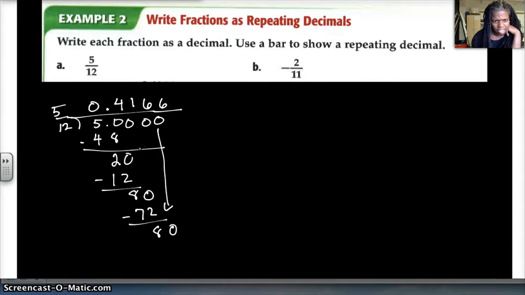And it looks like, all right, let me just do it. 72, subtract, get the 8. Golly gee willikers. This thing is happening over and over again. So this tells me that nothing's going to change. I'm going to continue to get these 6s.